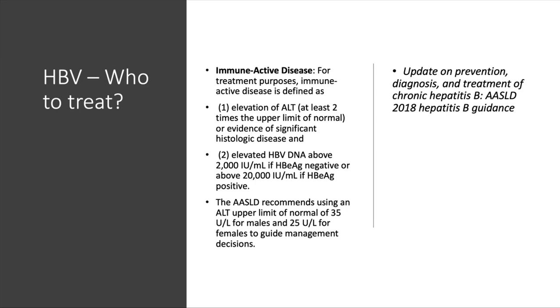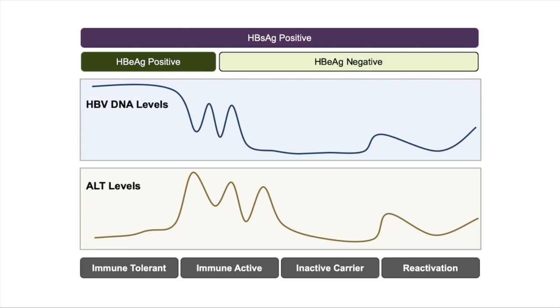If you're looking for the ALT levels that trigger 2 times the upper limit of normal, it's recommended in the guidelines to use a level of 35 for males and 25 for females. So you're going to see 50 as a threshold of reasonable treatment for a female.